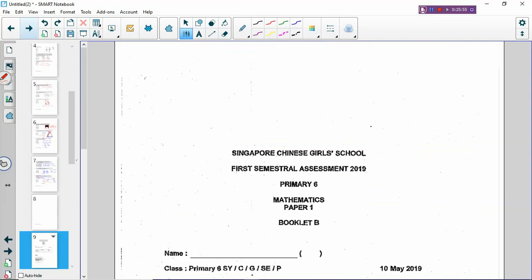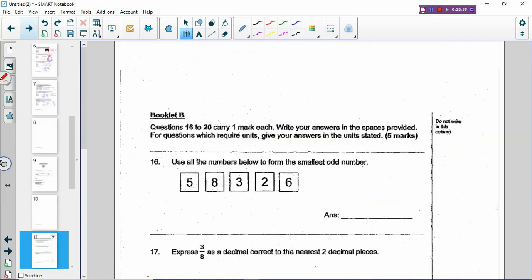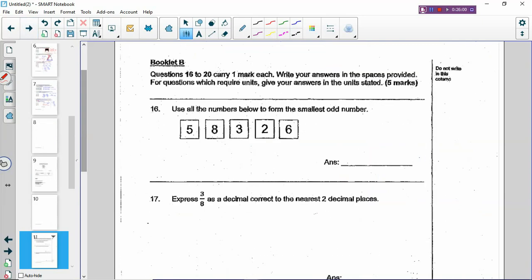Okay, now we come back to the easy questions, which is your question 16. Alright, now use the numbers to form the smallest odd number. Now to get the smallest odd number, you always start with the smallest digit, and then followed by the bigger, and then getting bigger. Alright, so you have 2, 3, 5, and then you have 6, and then 8. So your smallest number always begins with the smallest digit and ends with the largest digit. And if you look at this number, it is an even number. By looking at the last digit, the last digit is even, so the whole number is even.